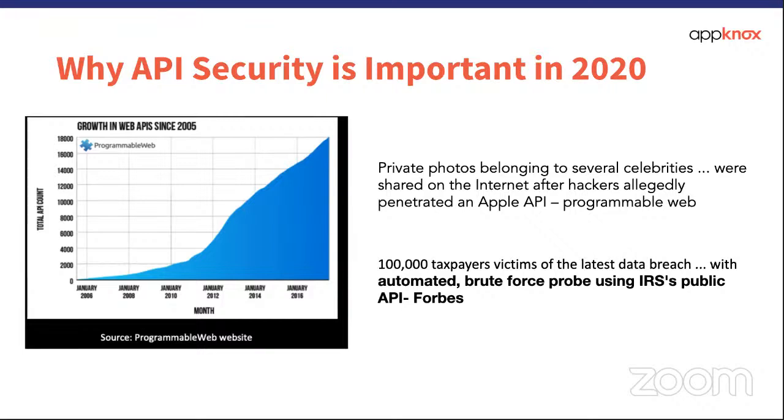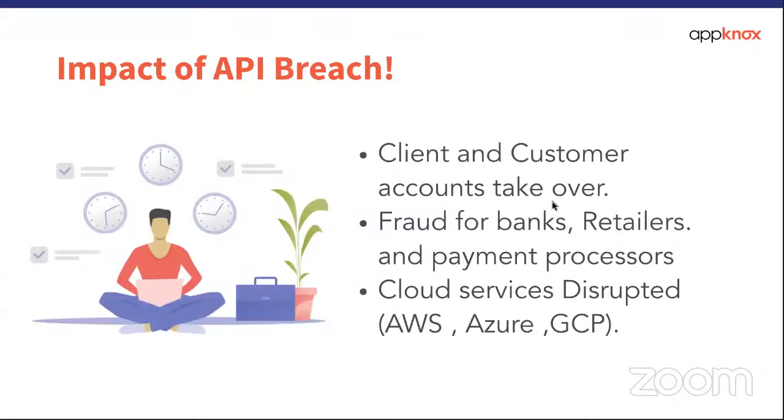And we have seen a lot of cases where hacks have happened around API security. To give you an example, in 2018 itself, we saw that the Facebook developer API was breached and 50 million users' data was hacked. Apart from that, there have been frauds in banks, in different retailers, payment processors, and all.